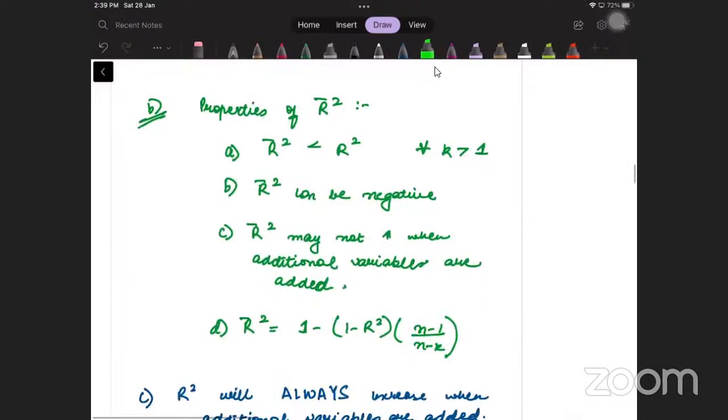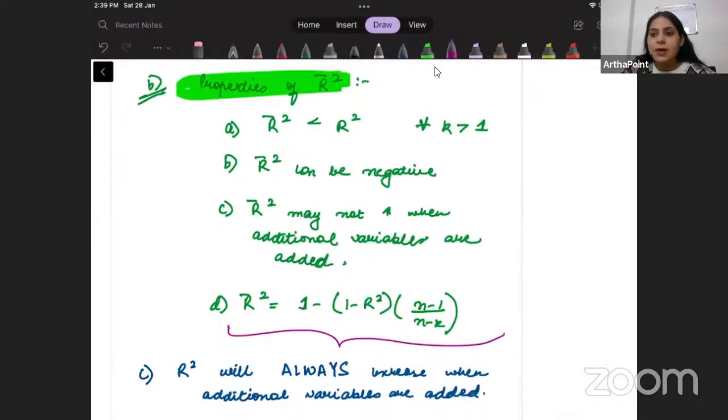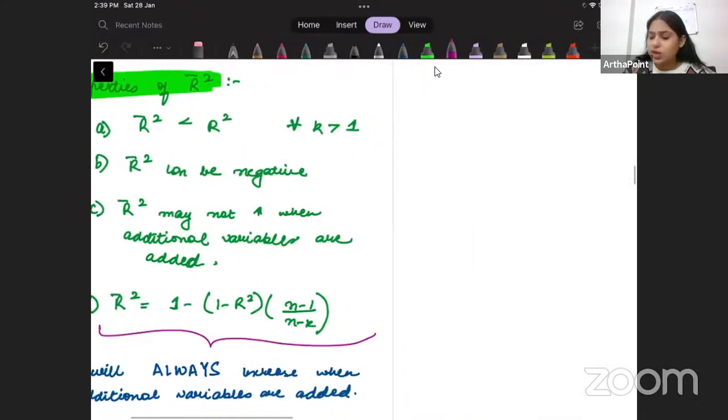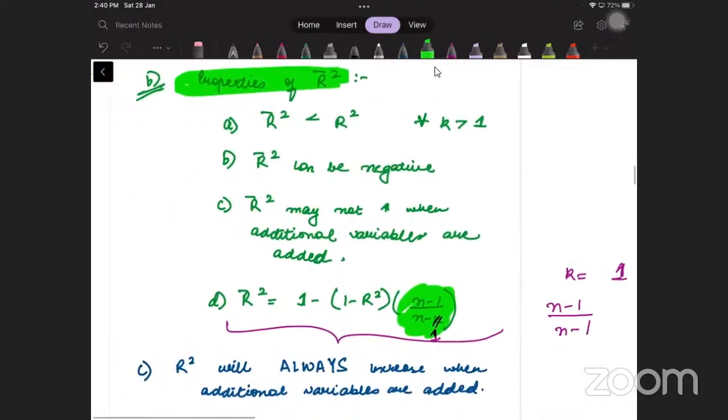Now let's go to the properties of r bar square. I have tried to list down all the properties which will be useful to you. First, see, this is the formula of r bar square. If I open this up, note that if k is 1, then in place of k I can just put 1. So I will get n minus 1 divided by n minus 1 if k is 1. Then this factor will be gone, and 1 and 1 will cancel out, and r bar square will become equal to r square.